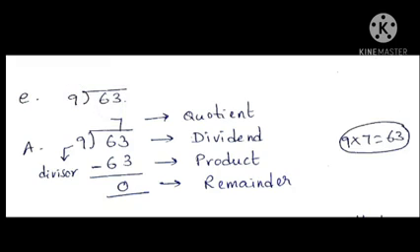This 9 we will call the divisor, because it is the number by which we are dividing. So it is the divisor. This is the number to be divided, so this number is called the dividend.